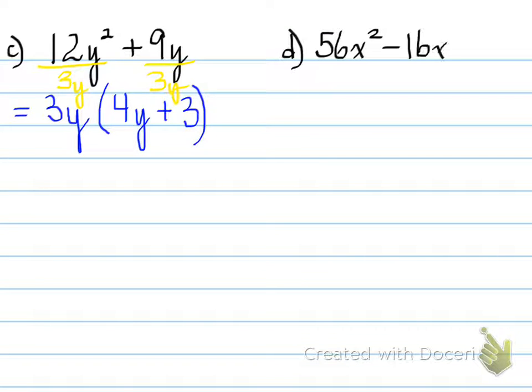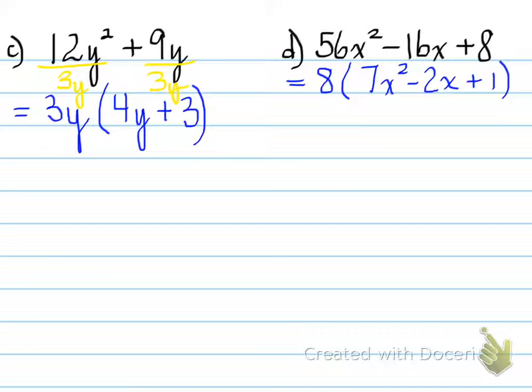D, 56x squared minus 16x plus 8. Getting harder. What number can be divided by all of these terms? Some of you might be thinking 2. Not large enough. Some of you might be thinking 4. Again, not large enough. That's right, all of these numbers can be divided by 8. So we divide everything by 8, and this is what we get. Take out 8, we get 7x squared. Take out 8 from here, we get minus 2x. And take out 8 from here, we get 1. So we're dividing each of these terms by 8 to give us this.